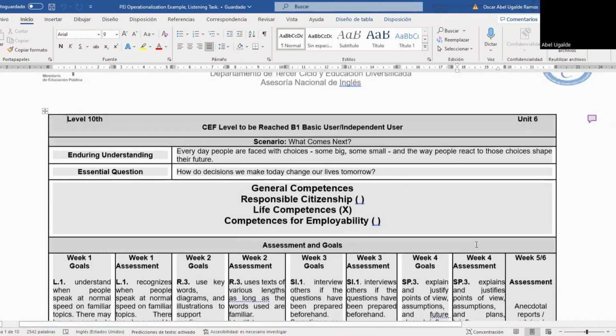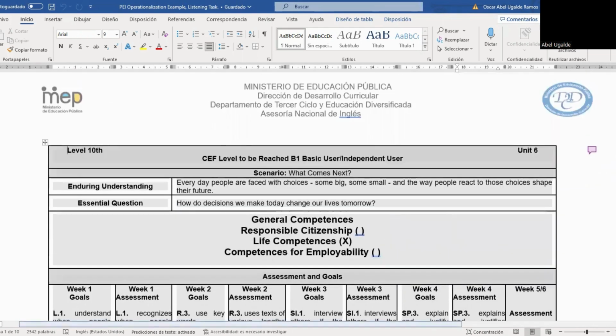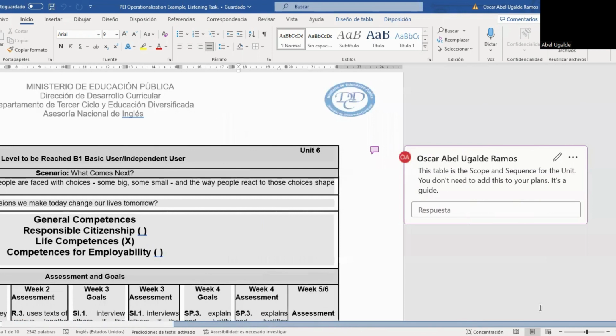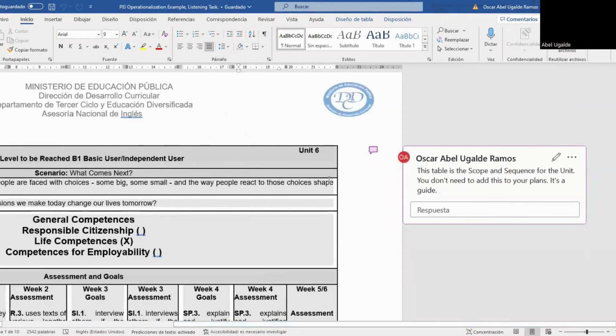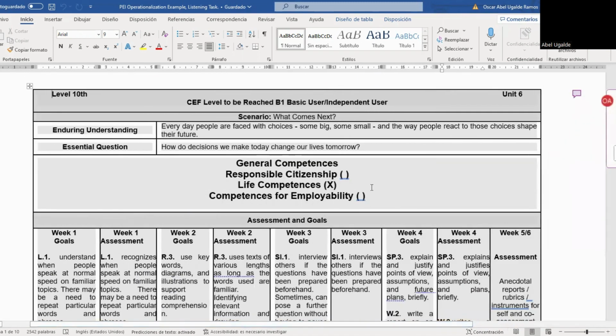So at the beginning, I wanted to keep this table here because this table is basically the scope and sequence. I'm going to share the doc with you too. This document has comments. So for example, this table is marked. The table is the scope and sequence for the unit. You don't need to add this to your plans. It's just a guide.